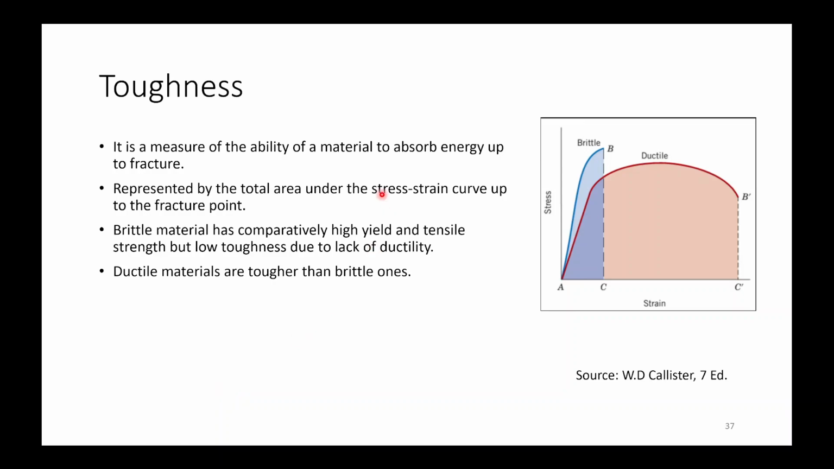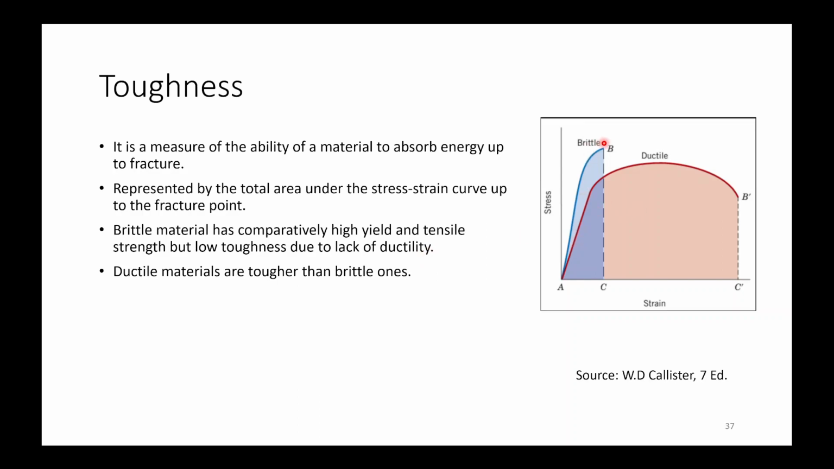Now toughness will be the area under the entire stress strain curve. It is the measure of the ability of a material to absorb energy up to fracture, and it is represented by the total area under the stress strain curve up to the fracture point. A brittle material has comparatively high yield and tensile strength but low toughness due to lack of ductility.